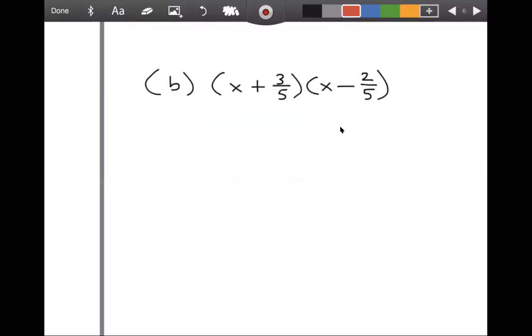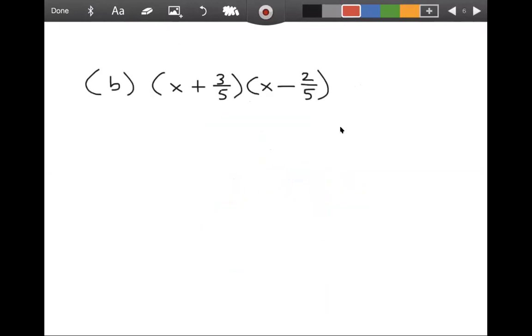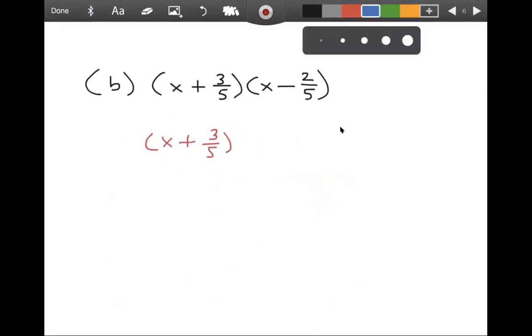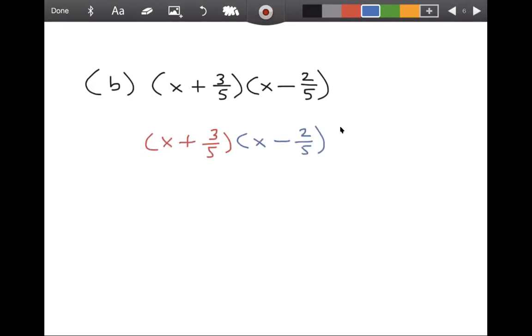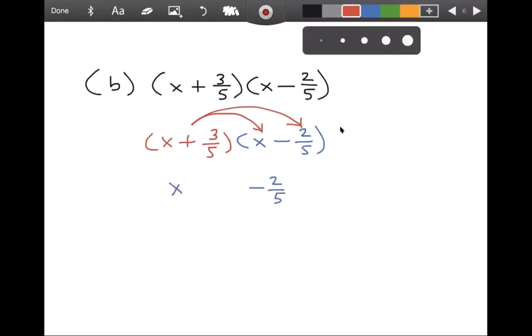All right, next example. And as usual, please feel free to pause the video and try these first, and then come back and compare notes. So let's color code this one again. We have x plus 3/5 times x minus 2/5. I'm going to distribute the x plus 3/5. So I'll have my x minus 2/5, and then each of those terms is being multiplied by x plus 3/5.